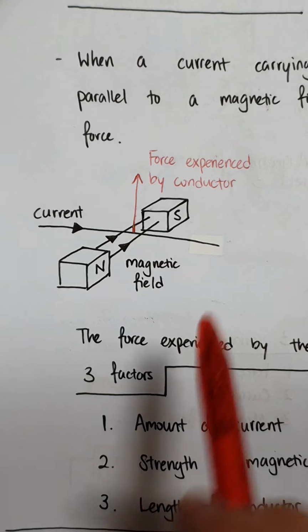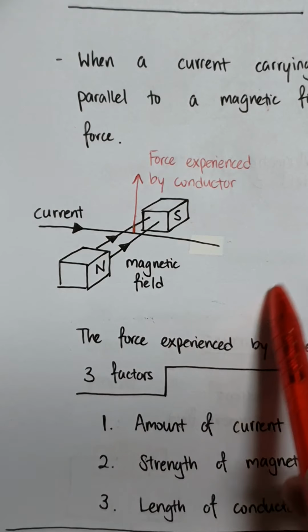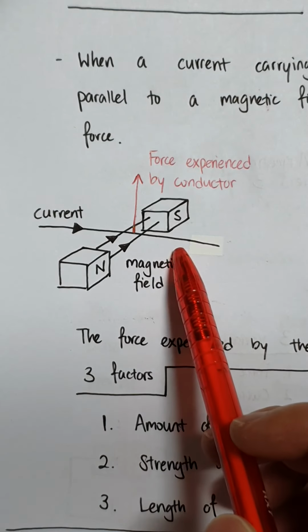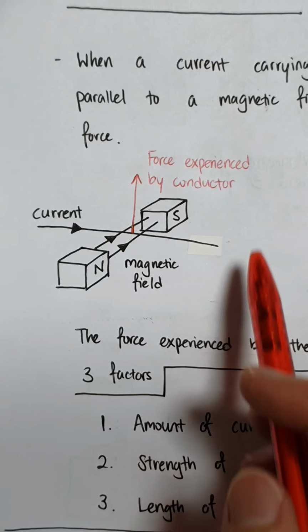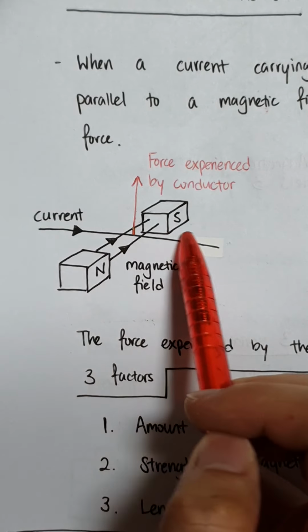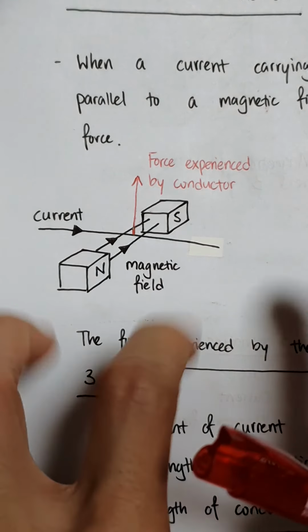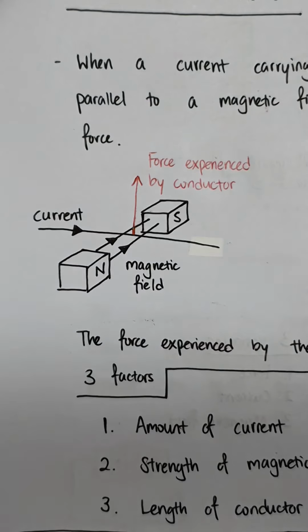In real life, if you were looking at this scenario right now, this wire would be flying upwards. Basically it would be forced upwards, because it is traveling in a direction perpendicular to your magnetic field. So in a sense, it cuts the magnetic field.